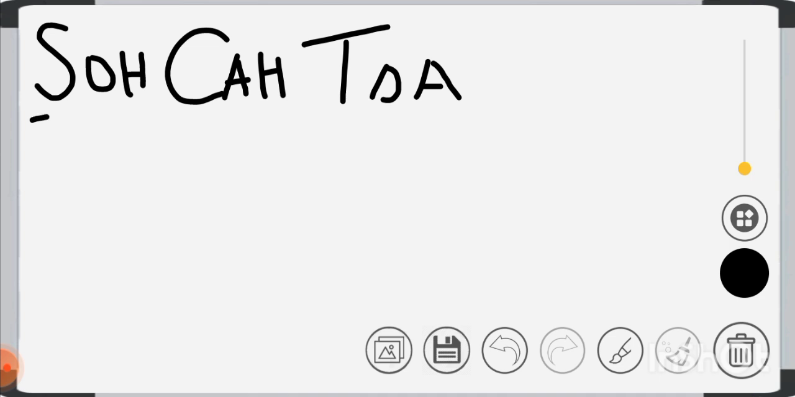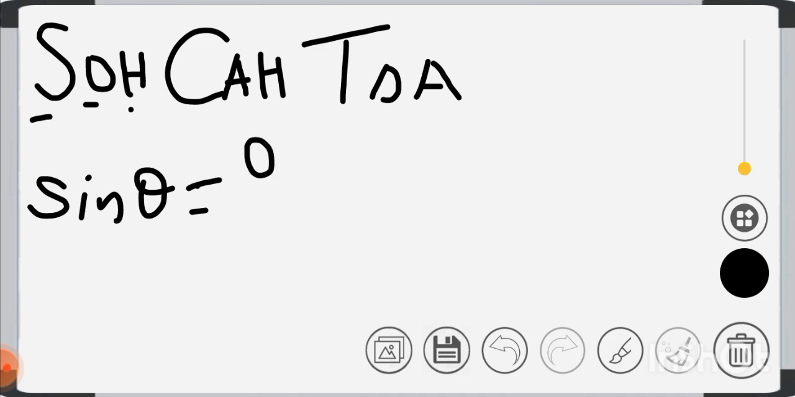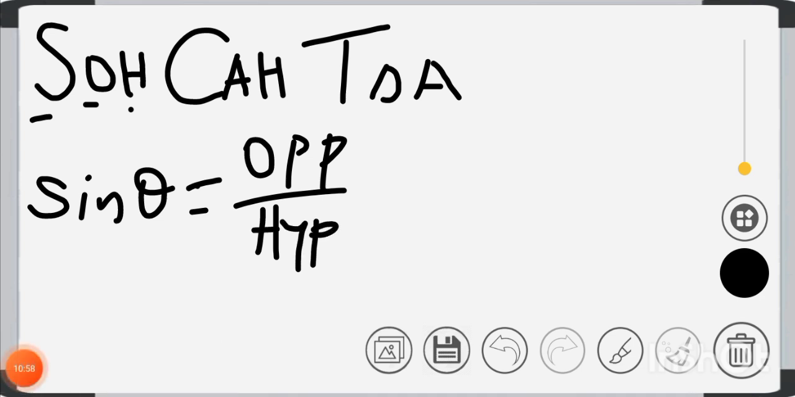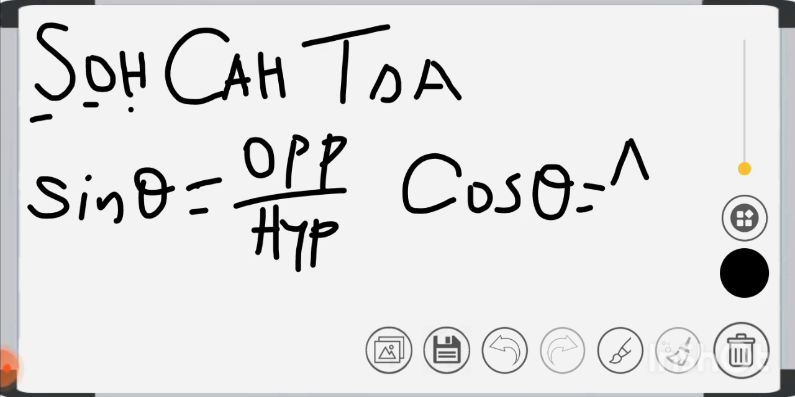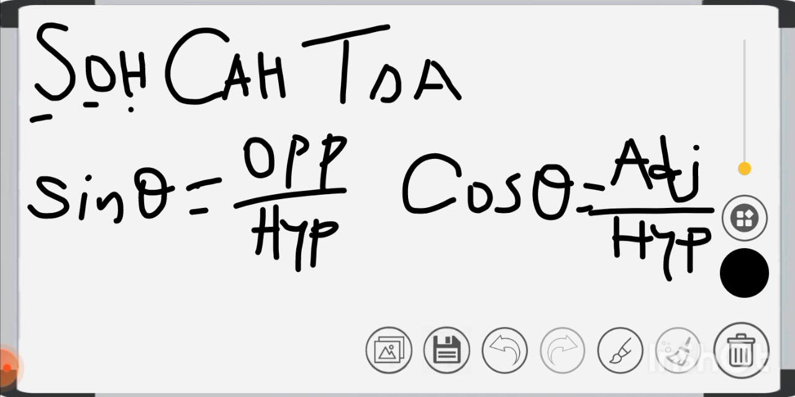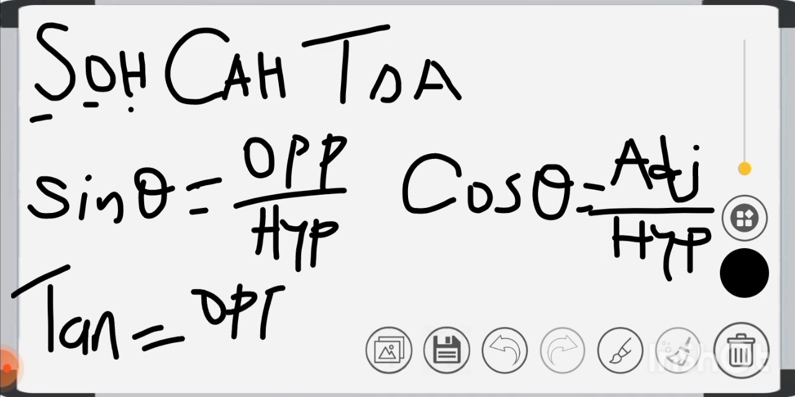Now, sine of any angle will be O over H. What is O? O is opposite. H is hypotenuse. Then what is C? C is cos. That same angle will be A, adjacent, over H, hypotenuse. Then T is tan. Remember, O is opposite over A, adjacent. So sine of an angle for a right-angled triangle is opposite over hypotenuse, cos is adjacent over hypotenuse, then tan is opposite over adjacent.